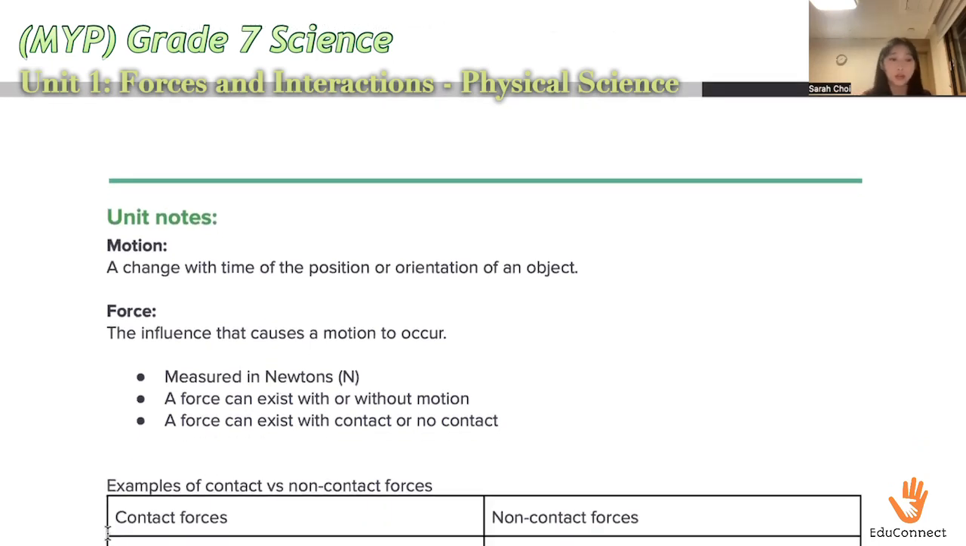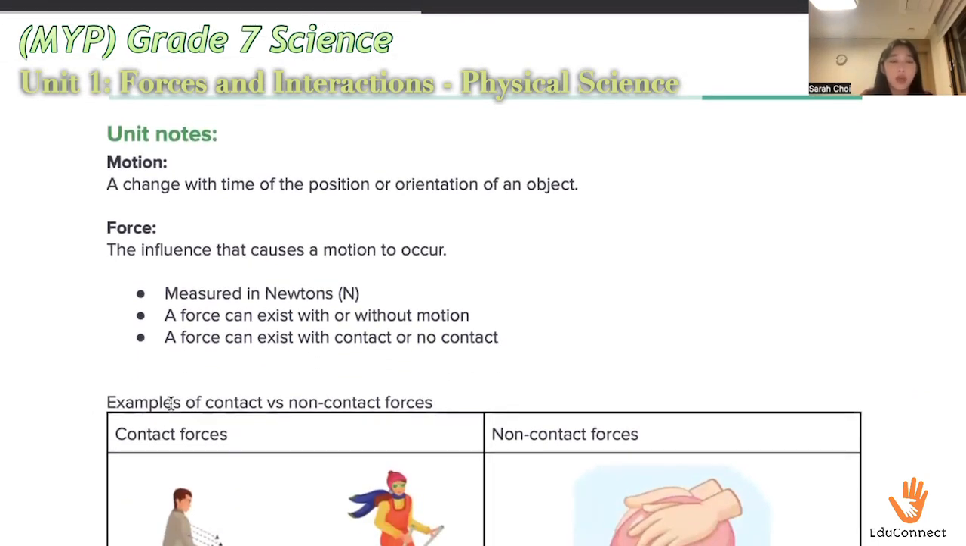Moving on to unit notes. The first vocabulary or overall concept is motion. So motion is really easy. It's a change with time of position or orientation of an object.